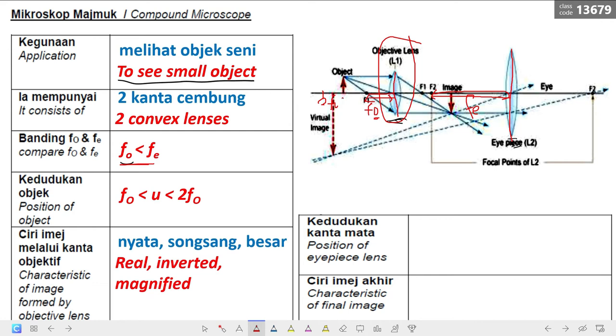Then, the characteristic of the image formed by the objective lens: this will be the image for the objective lens. Later we will see how to draw it one by one, but I will just explain briefly first.